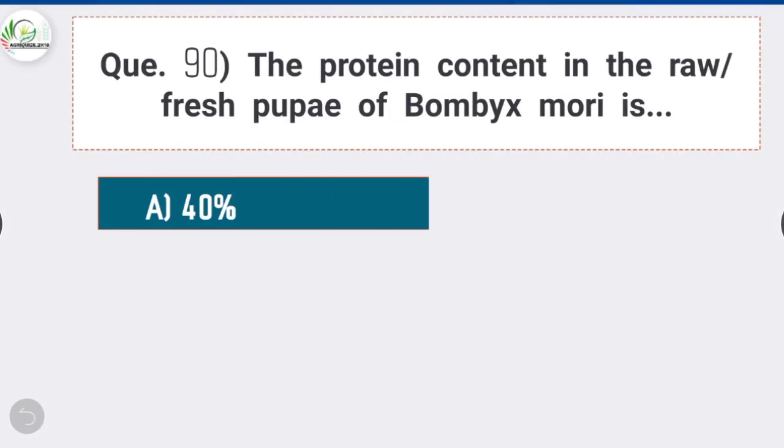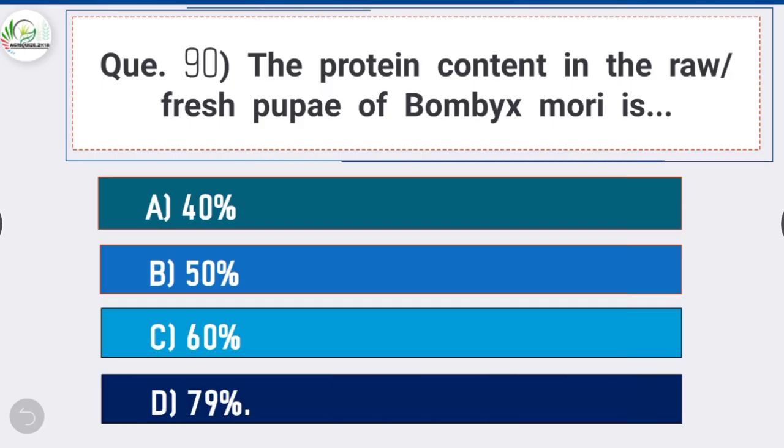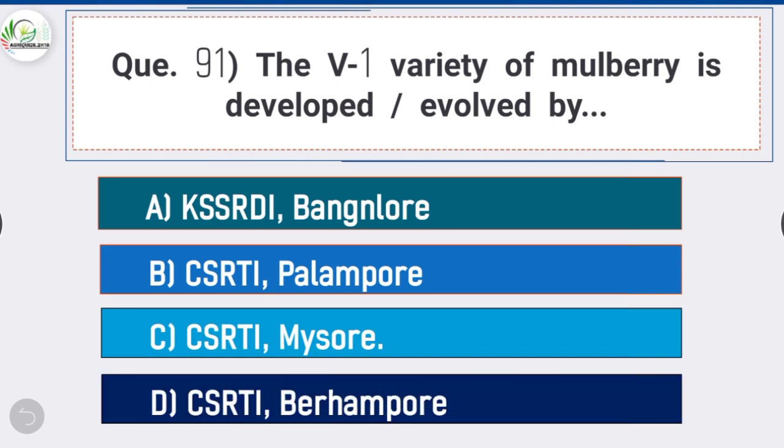Question number 90. The protein content in the raw or fresh pupae of Bombyx mori is, and the correct answer is option D, 79%. The protein content in the raw or fresh pupae of Bombyx mori is 79%. Question number 91. The V1 variety of mulberry is developed or evolved by, and the correct answer is option C, CSRTI Mysore. Mulberry V1 variety developed by Central Sericultural Research and Training Institute, Mysore. Recommended during 1996 for assured irrigated conditions.